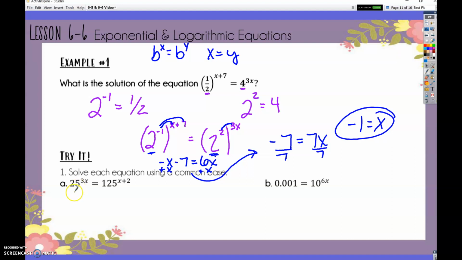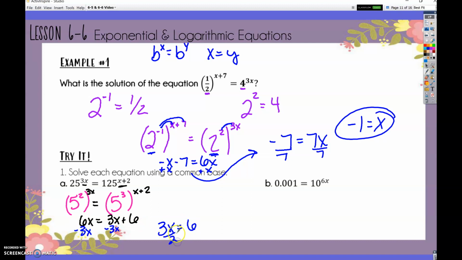I've got 25. Remember, 25 is like 5 squared. And 5 to the 3rd is 125. So I'm going to leave their powers here. This was to the 3x, and this was to the x plus 2. By applying the power to a power rule, I would multiply and get 6x here and 3x plus 6 here. Now I'll continue to solve it like a regular equation. I can subtract 3x from this side and this side and get 3x equals 6. Of course, dividing by 3 on both sides, I get x equals 2.